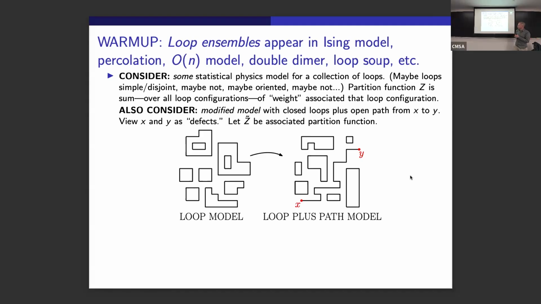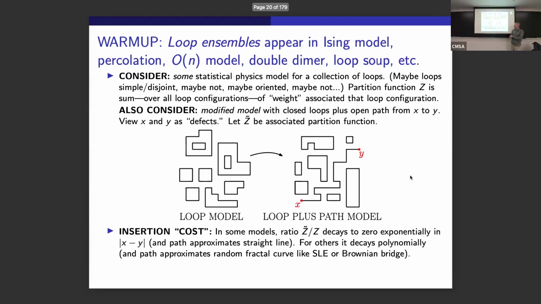But in all of these models, you can do something interesting, which is that instead of saying that every vertex has to be connected to an even number of edges corresponding to loops going in and out, maybe we take 2 vertices where we allow them to be connected to an odd number, or maybe just 1 in this example. In that case, there's going to be a special path that goes between those 2 vertices, x and y. We call this putting a defect in the model. You've inserted this pair x and y, and you might ask, what is the insertion cost?